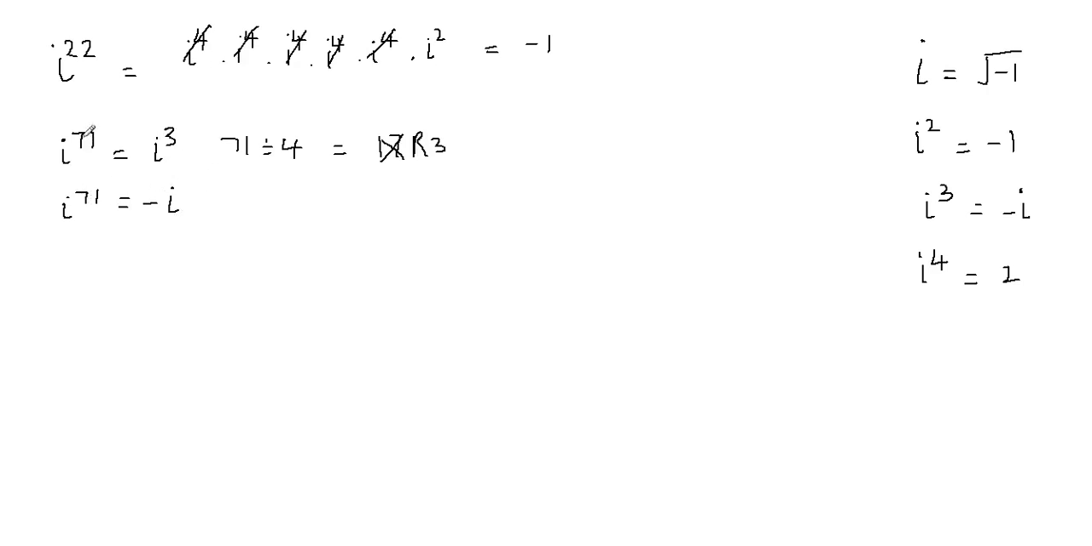So all you need to do is look at your exponent, whatever your exponent is, and divide that by 4. Once you divide that by 4, you only use your remainder, and that remainder is going to be your exponent of i. Now let's take a look at another example here.